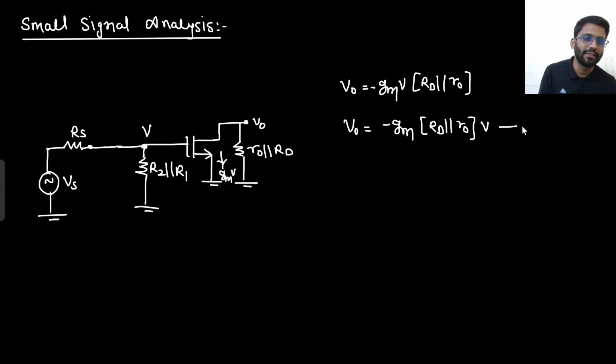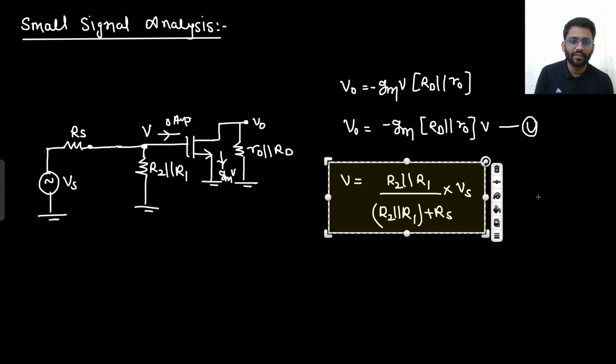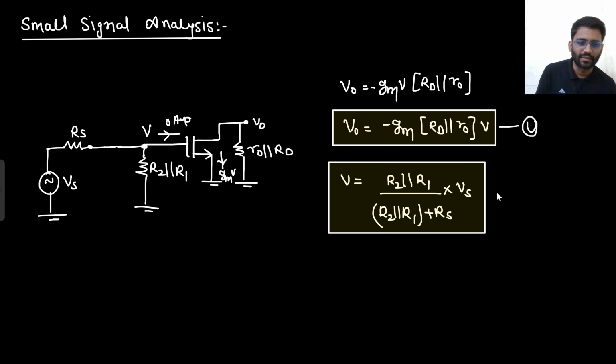Now what will be your V? This is equation 1. What will be your V in terms of Vs? Tell me. This current is 0. This current is 0. So what will be the V? Simply the potential divider, right? So V will be R2 parallel R1 upon R2 parallel R1 plus RS into Vs, right? This will be your V. This was your V naught. This is equation 1, this is equation 2.